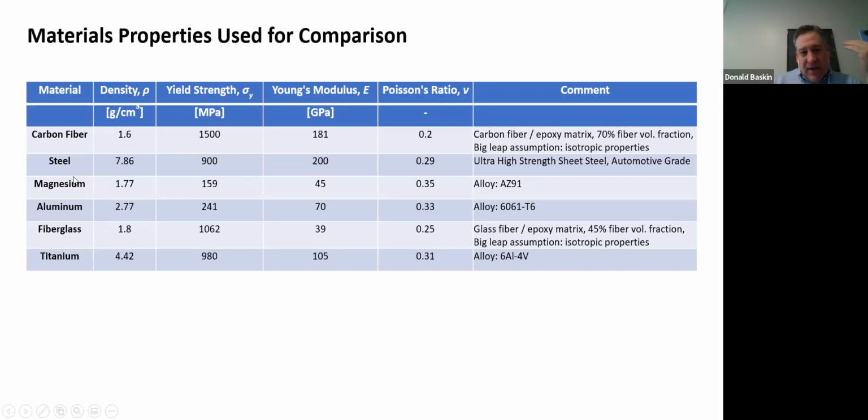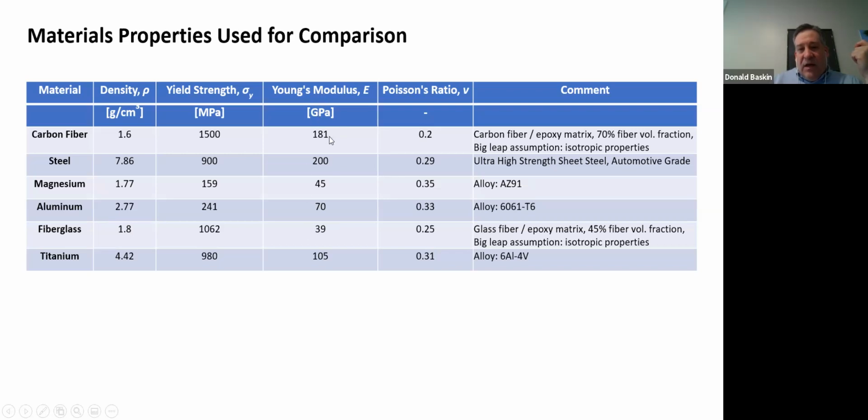So here we have different materials. We have carbon fiber, steel, magnesium, aluminum, fiberglass, titanium. These are different densities of these materials. With the carbon fiber, I think I'm assuming a 70% volume fraction carbon fiber and epoxy. These are the yield strengths of these materials, and these are the Young's moduli of these materials. And these are the Poisson's ratios, because we're going to need those later.